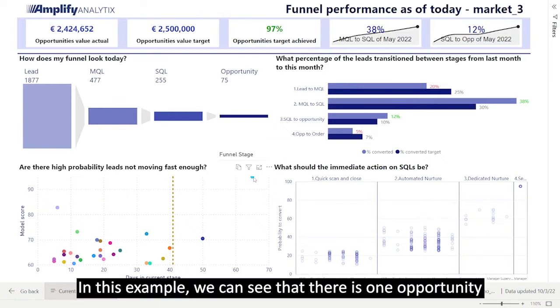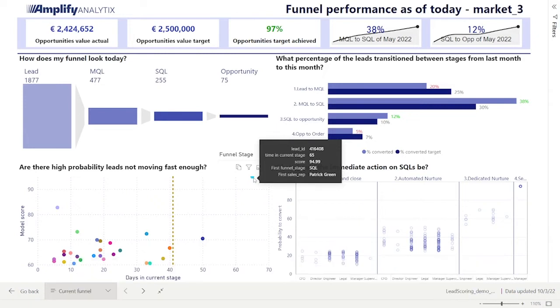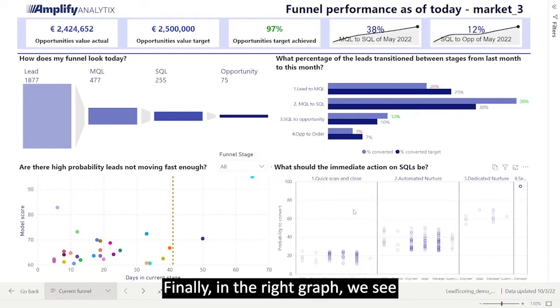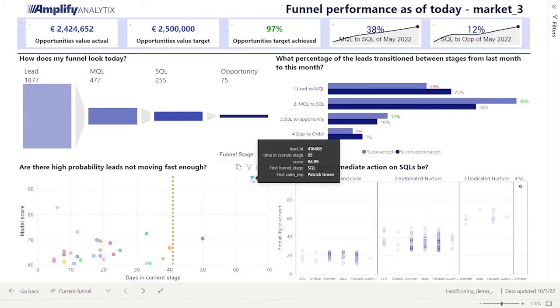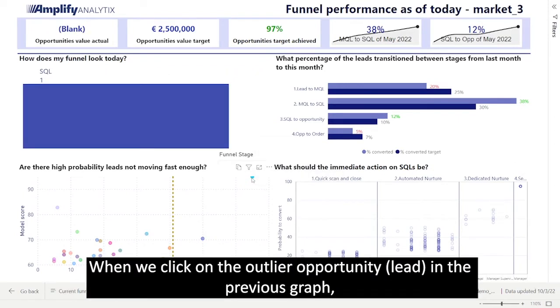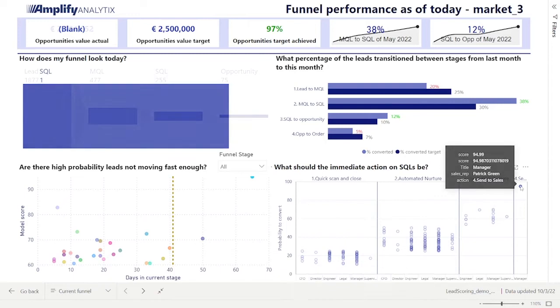In this example, we can see that there is one opportunity that is in the SQL stage for longer than the usual 41 days to convert. Finally, in the right graph, we see what the action for each SQL should be based on the model score. When we click on the outlier opportunity in the previous graph, we will see in the graph to the right that the action is to send it to sales.